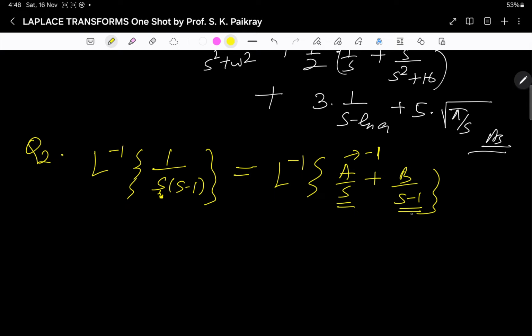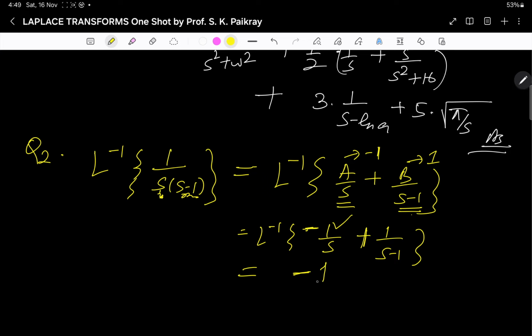Similarly for the value of b, you put s is equal to 1 here and close it, then it is 1 by 1, which is 1. So this will be my L inverse of 1 by s minus 1 by s minus 1. You apply the formula here, it is minus 1, it is plus 1. So this is my minus Laplace inverse of 1 by s, which is 1, plus Laplace inverse of 1 by s minus 1, which is e to the power t. So this is e to the power t minus 1.